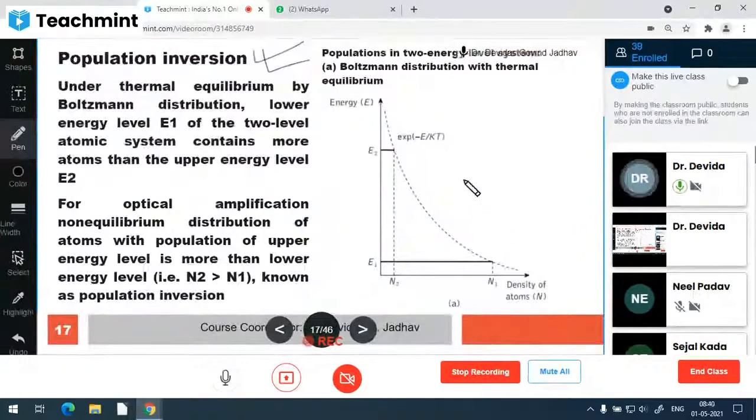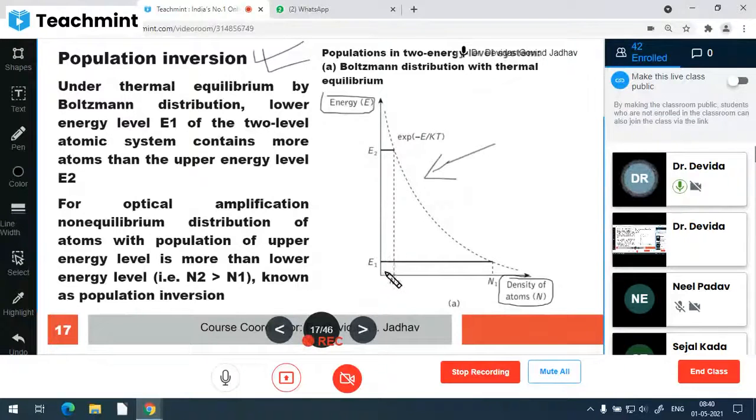So population inversion is the phenomenon which is required in a laser, which was discussed in detail in the previous lectures. We will quickly recap this. As the Boltzmann distribution is shown by this curve, every atom or atom structure has a density of atoms n, as shown on the x-axis, and the energy E as shown on the y-axis. The relation is controlled by this Boltzmann distribution with thermal equilibrium.